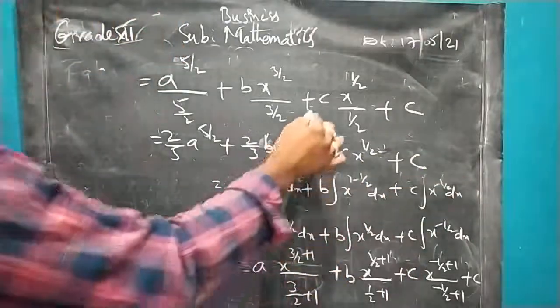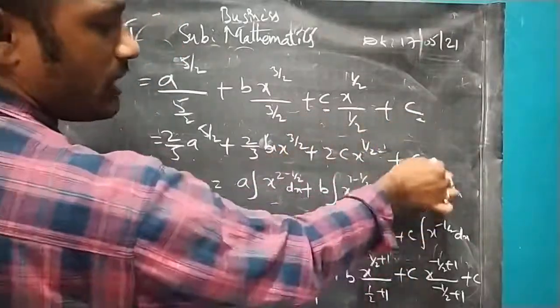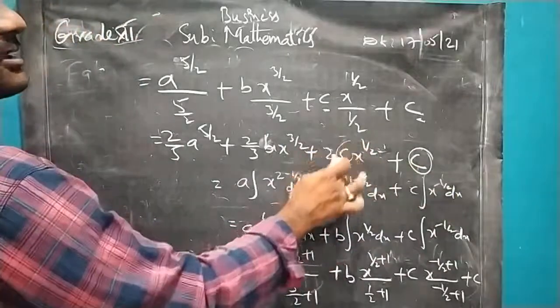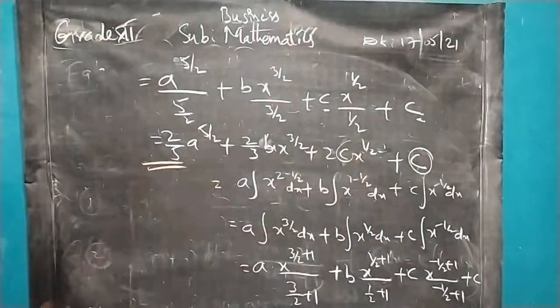So don't get confused. This c and this c are quite different. This is a constant, and this is the c given in the question. So this will be the final answer.